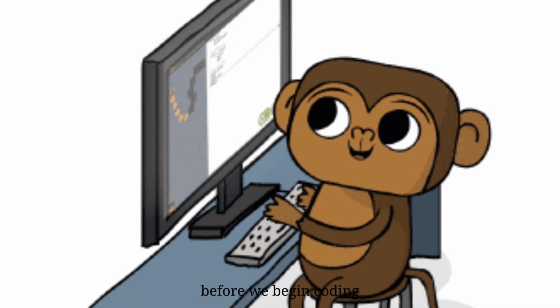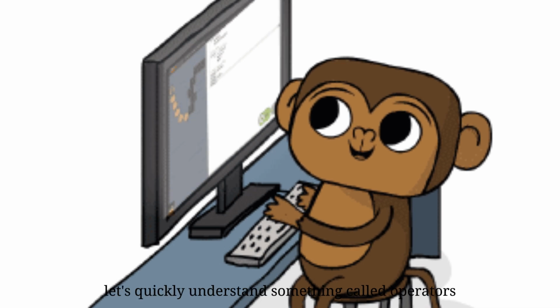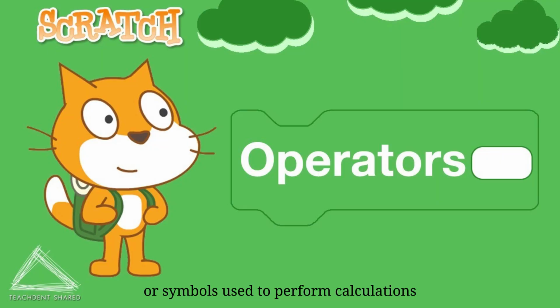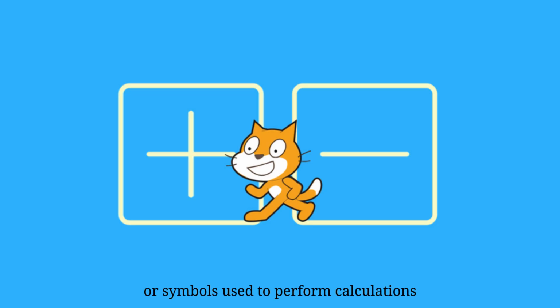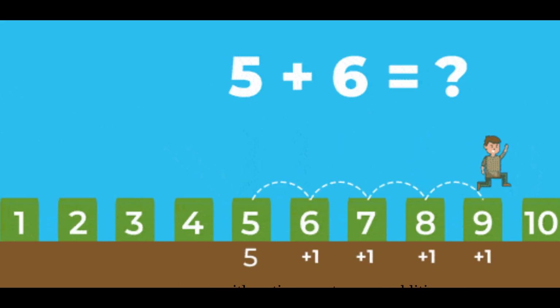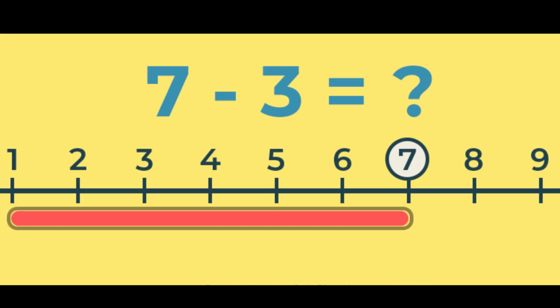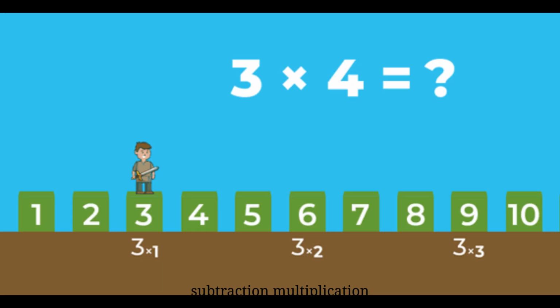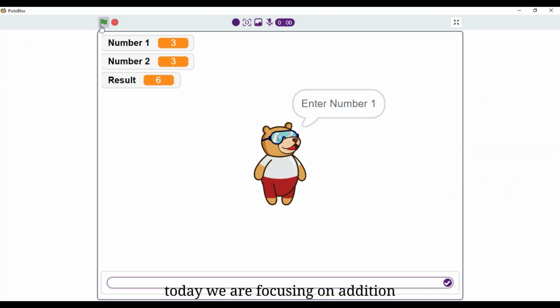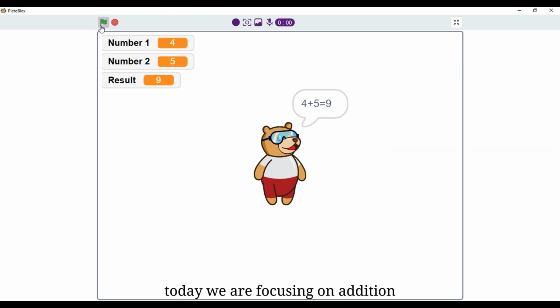Before we begin coding, let's quickly understand something called operators. Operators are blocks or symbols used to perform calculations in programming. They help us do math inside our projects. Some common arithmetic operators are addition, subtraction, multiplication, and division. Today, we are focusing on addition.